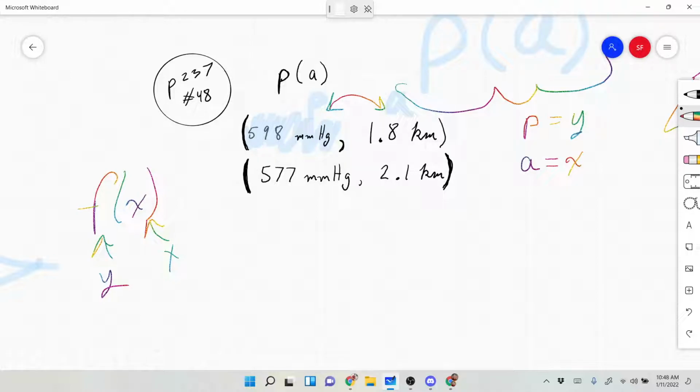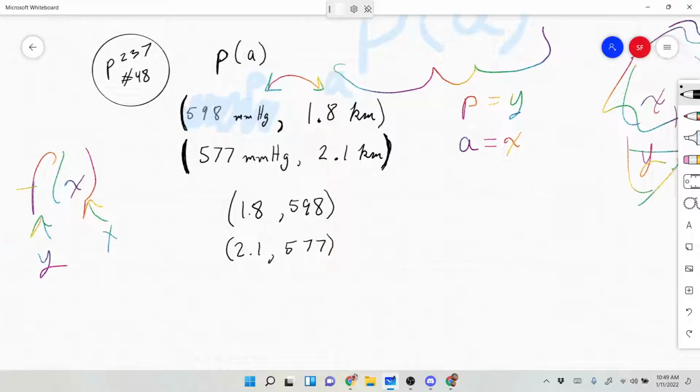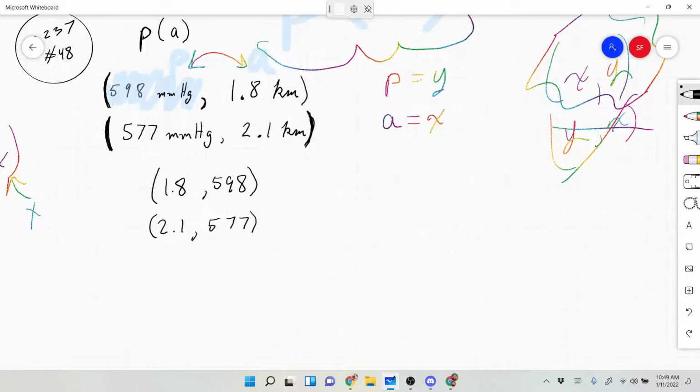Okay. So the points we're actually going to use to solve this problem are 1.8, 598, and the second point is going to be 2.1, 577. So we've got 2 points. We're expected to write a formula using those 2 points. So what should we do first? Use the y2. Yeah, the slope formula.